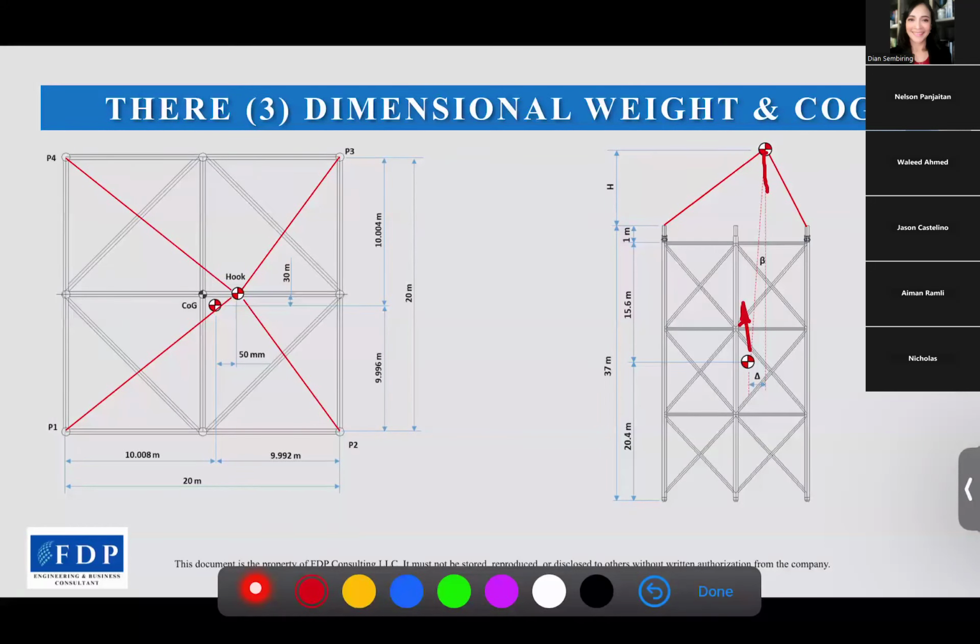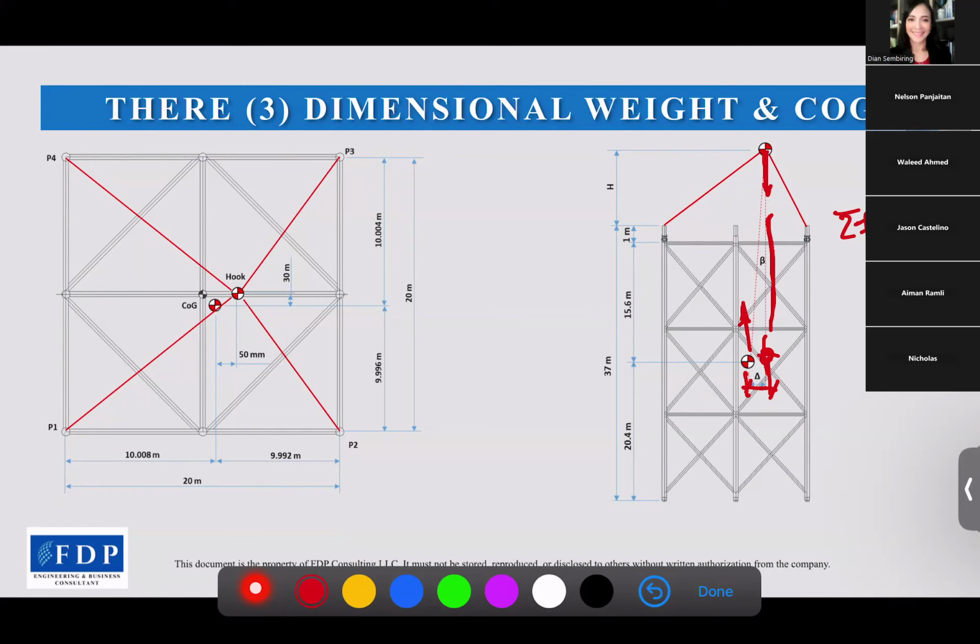Here, to fulfill the equilibrium, because there is the eccentricity here, the total force equals 0. This action should move to the hook position, so it will be exactly in line with the hook position, which is the reaction of the structure.